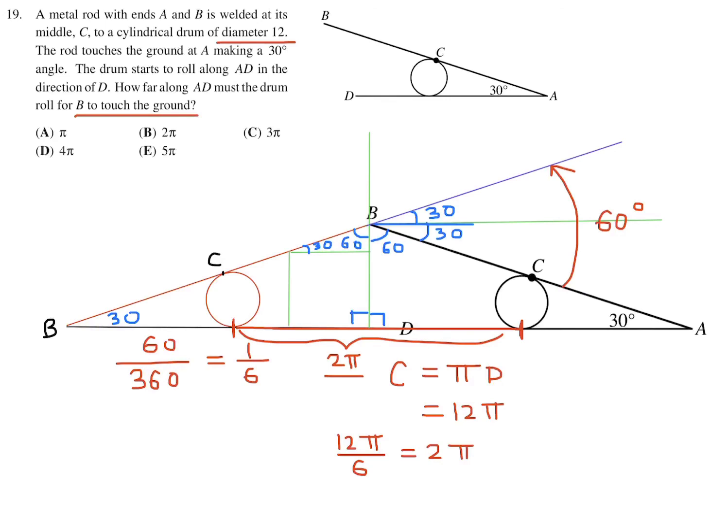Now I know it doesn't seem that way, but don't worry about the diagram being drawn to scale. I had to draw it big. It's the only way I could fit in all the angles. But the correct answer is indeed 2 pi. So number 19, the answer is B.